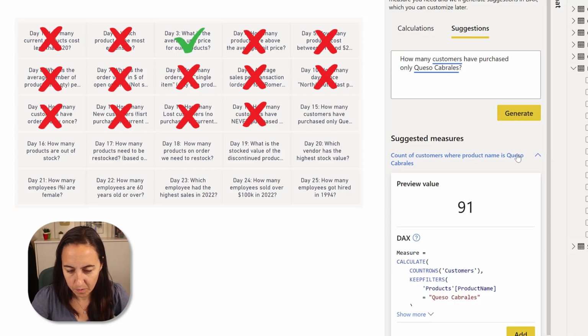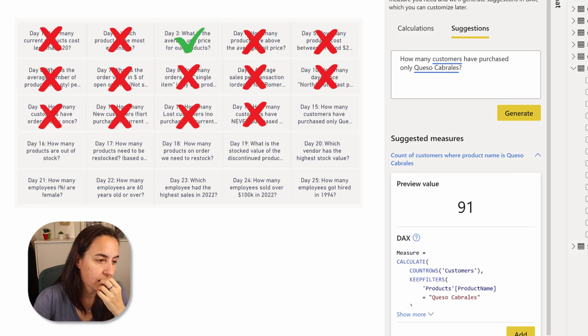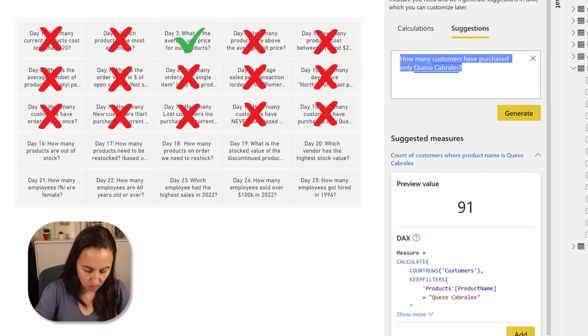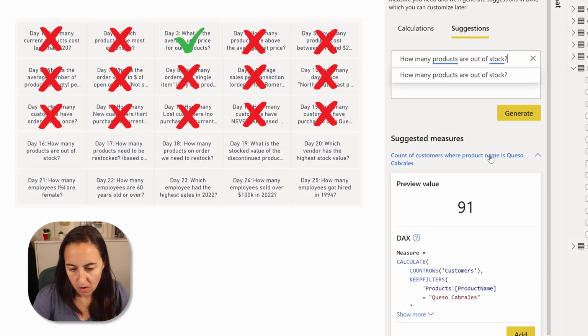No, because they could have purchased all the products, and we were asking how many they have purchased only queso cabrales, so no other product. How many products are out of stock? Maybe they can get that one. So 15 is a no.